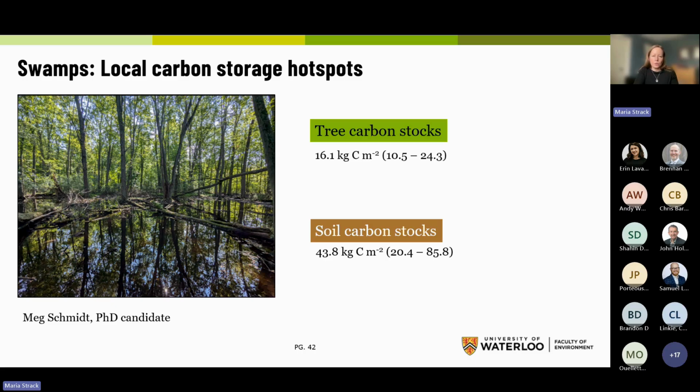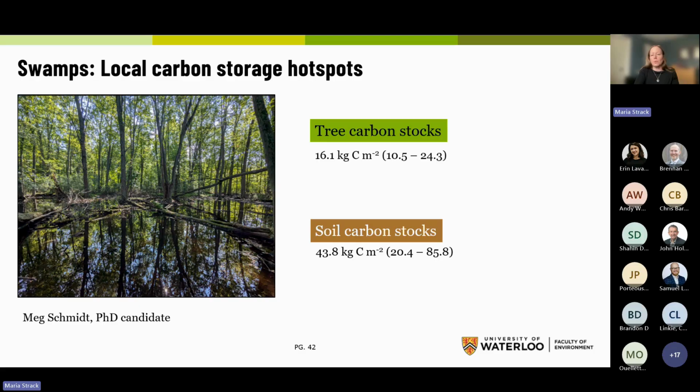Working across 12 sites across Southern Ontario, Meg has come up with values of about 16 kilograms of carbon per meter squared being stored in the forest biomass, but then 3 times that being stored in the soil carbon stocks. This is about double what we have in temperate forests that are not swamps in Southern Ontario, really highlighting the potential of those wet soils to store more organic matter.